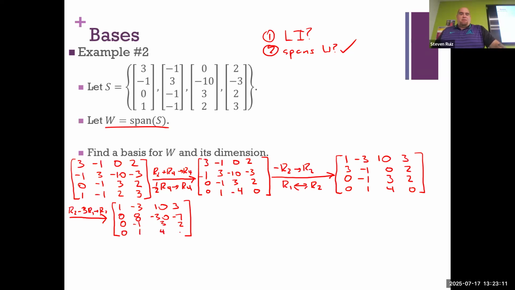Double check me. I feel pretty good about it, but the numbers got large, and that always makes me paranoid. All right, so now we got our first column's good. Now what?